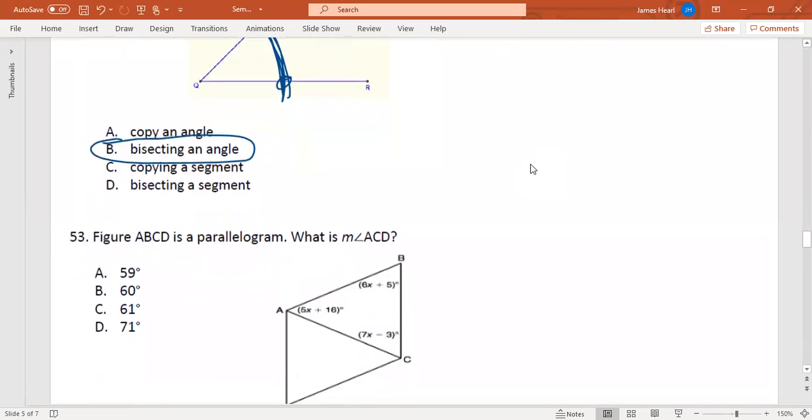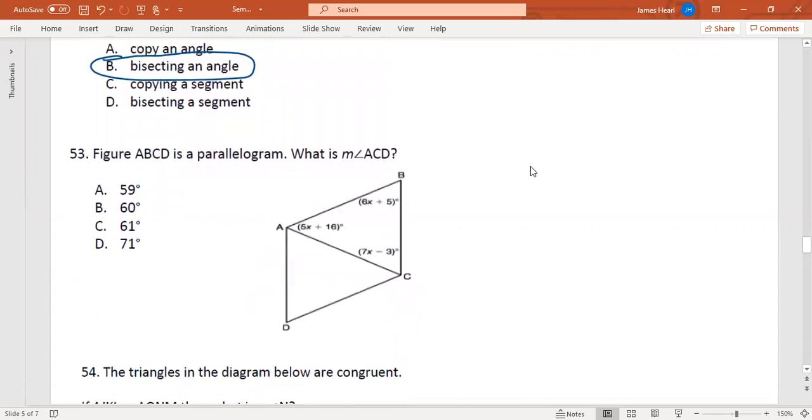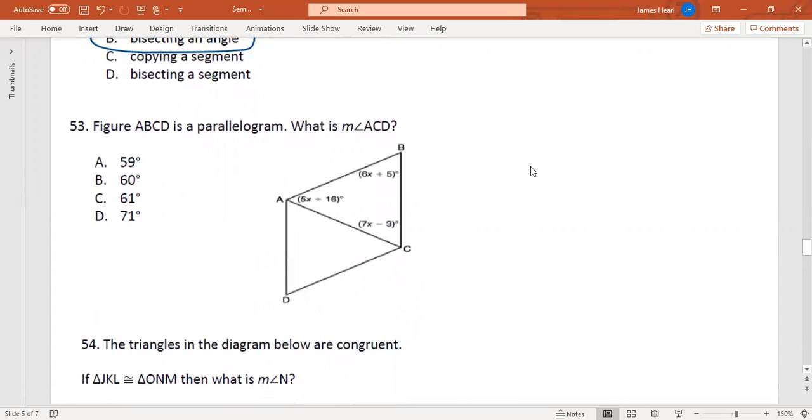All right, for 53, we jump back into some algebra based off of properties. So we'll leave constructions behind for a little bit. You're told this figure is a parallelogram, and then based off of that, figure out the measurement of angle ACD. So this one down here. Let's go through and start building some logic in it here.